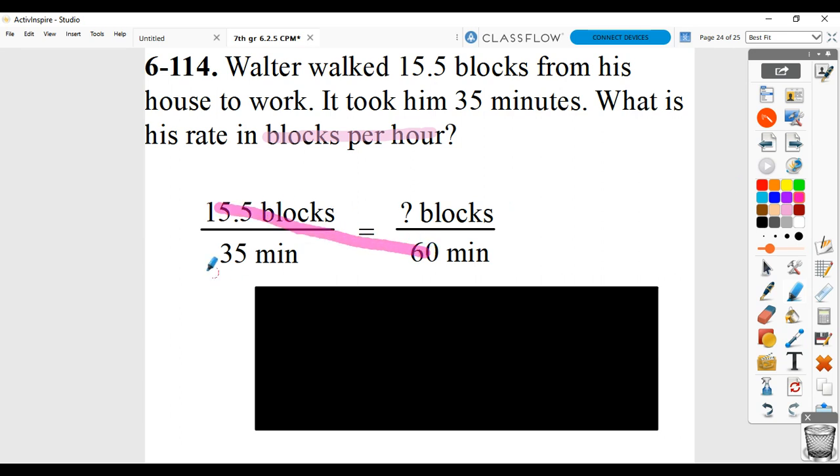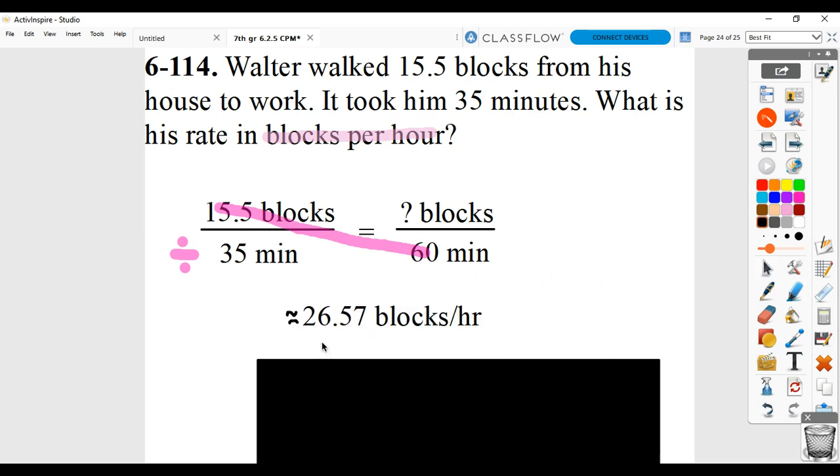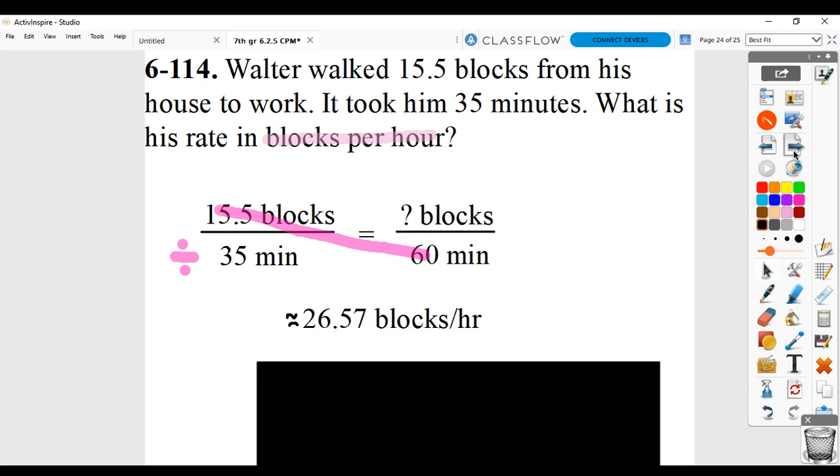So 15.5 times 60 divided by 35 would give you approximately 26.57 blocks per hour. You could also have left it with a fractional answer as well, or rounded it differently, maybe to the thousandths.